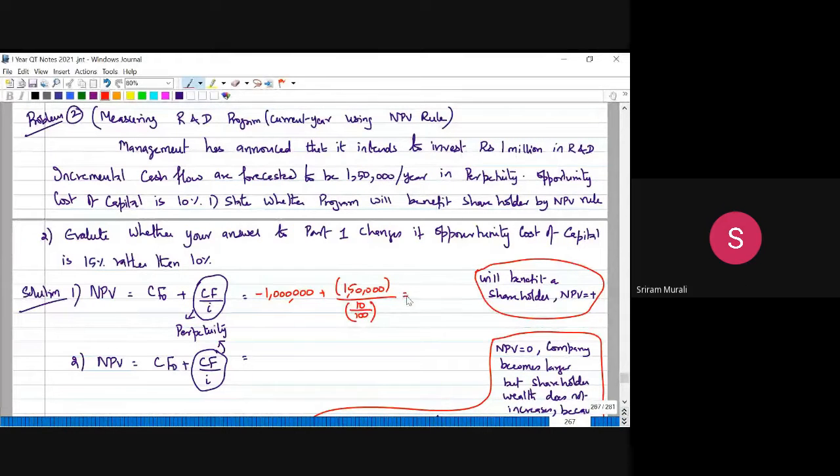This is equal to 5 lakh. So there is no negative. It will benefit the shareholders because NPV is positive. That is the first thing. The program can be recommended because NPV is positive.